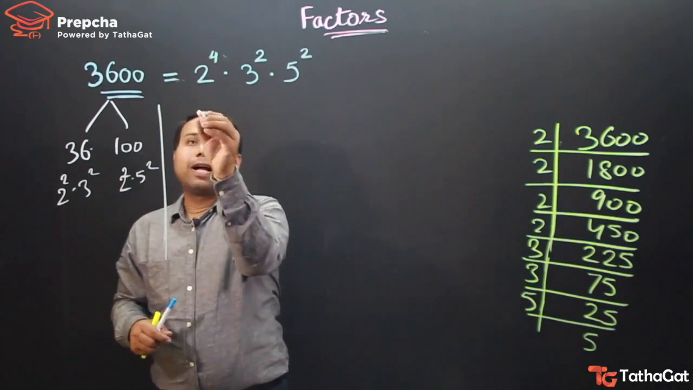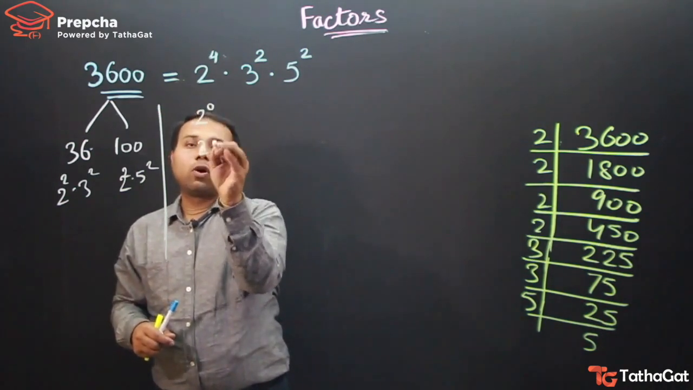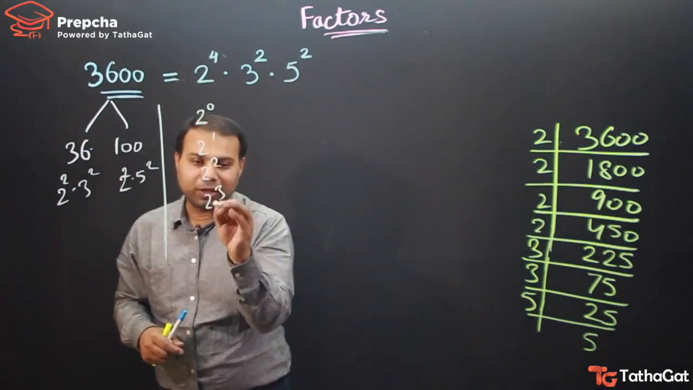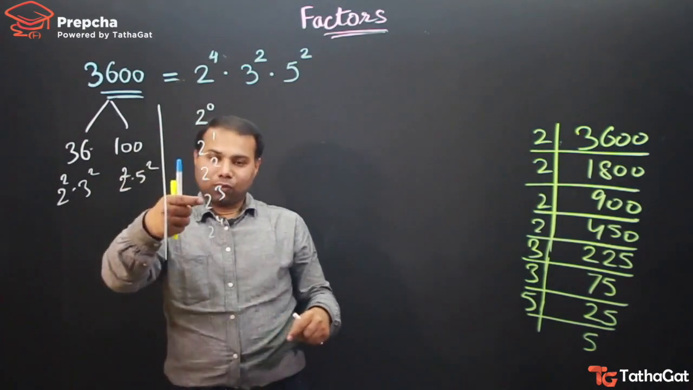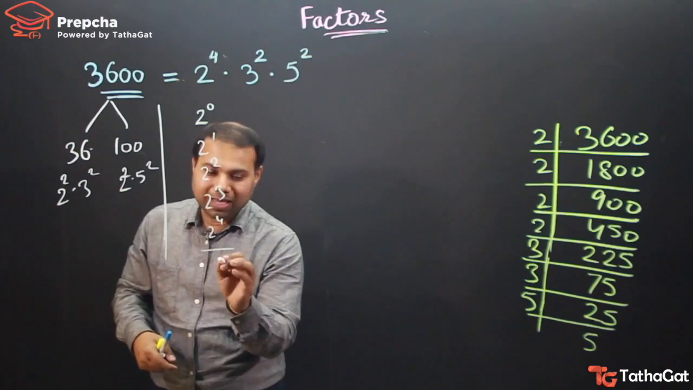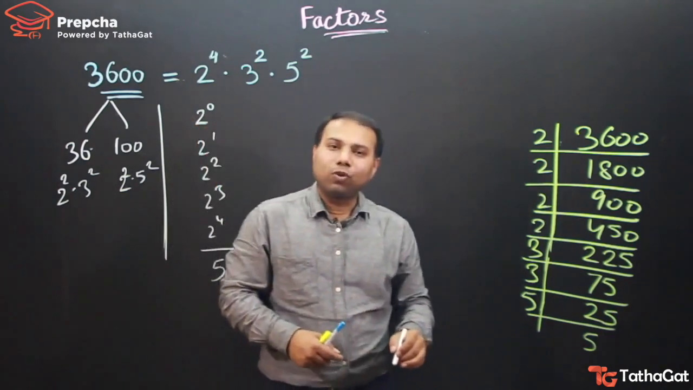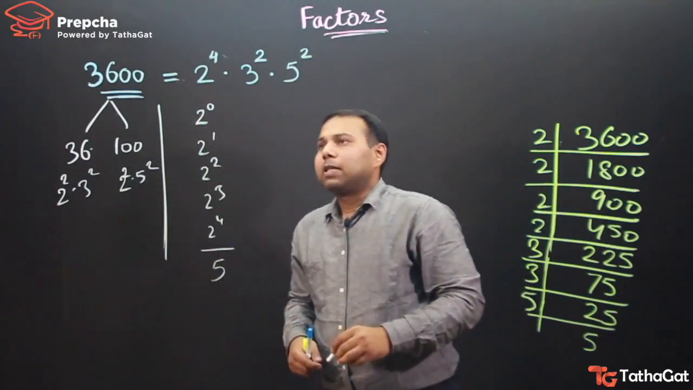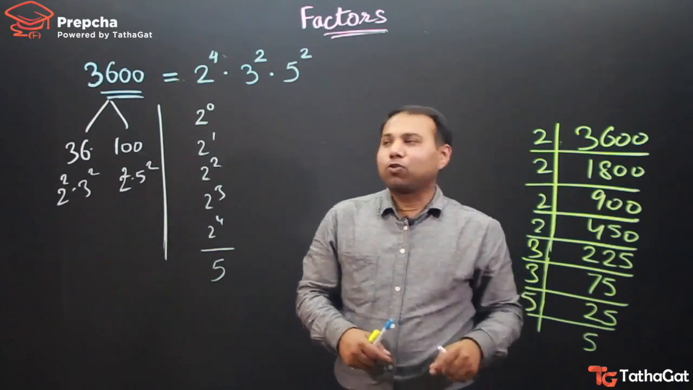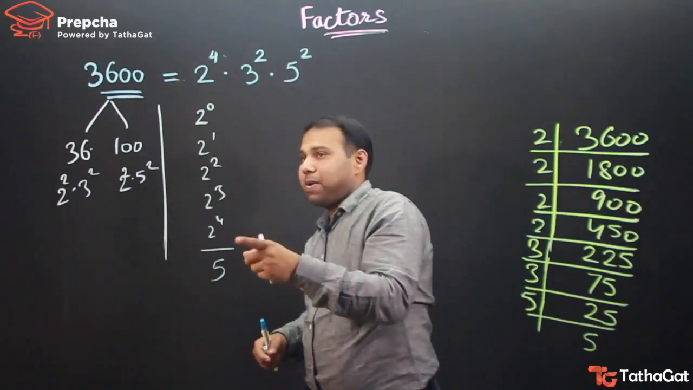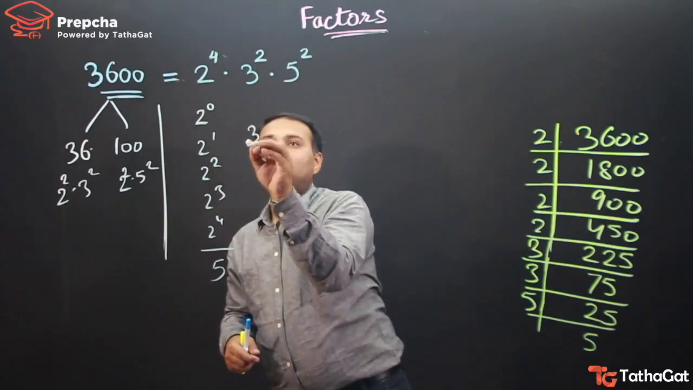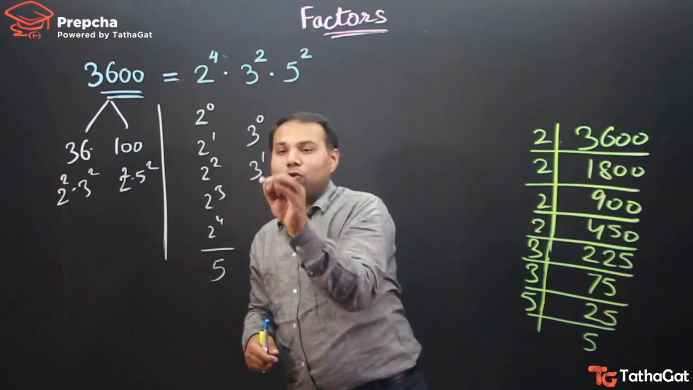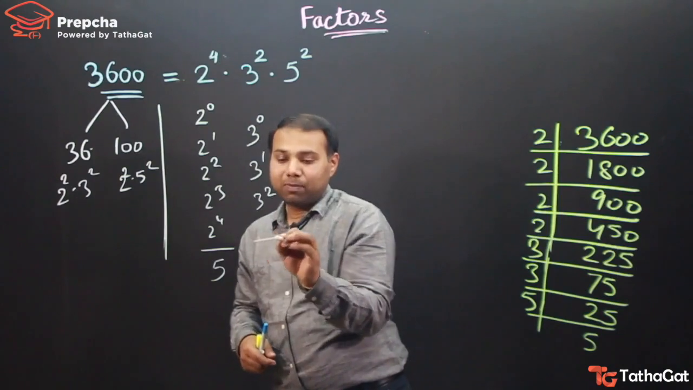So for powers of 2, I can take 2 power 0 or 1 or 2, 3, 4. These are 5 possible ways I can select a power of 2 in my factor. Isn't it? Because it is not necessary that my factor should contain 2 power 4. It may have lesser powers also. Same goes with other powers also. So for powers of 3, I can take 3 power 0, 1 or 2. There are 3 possible ways.